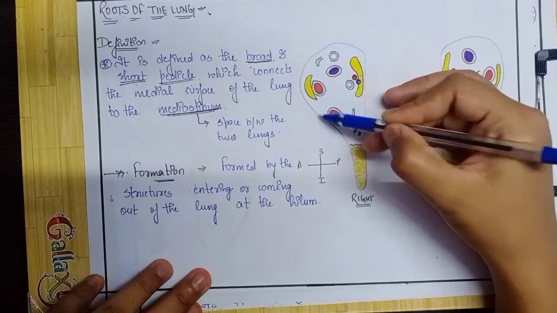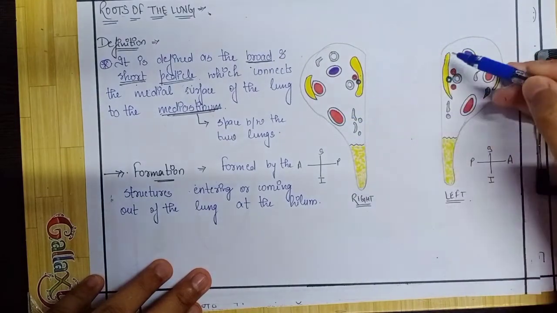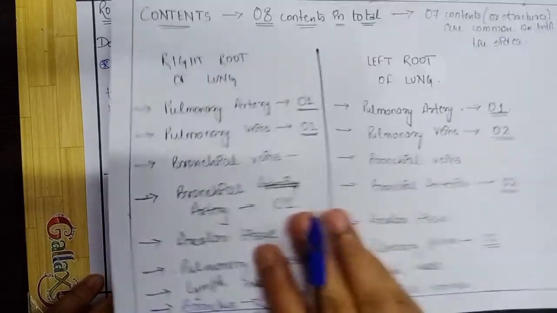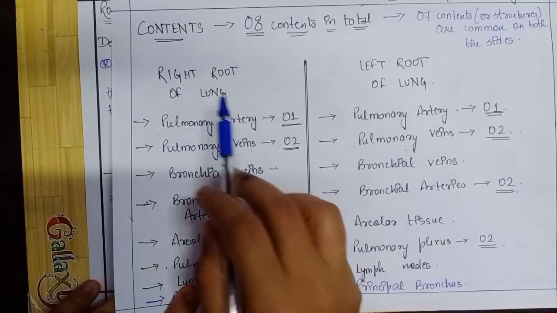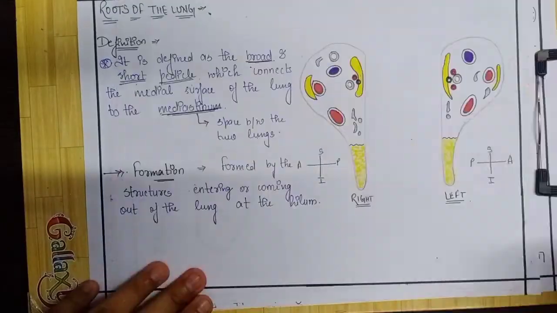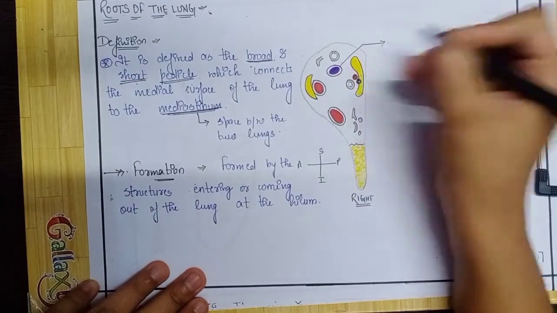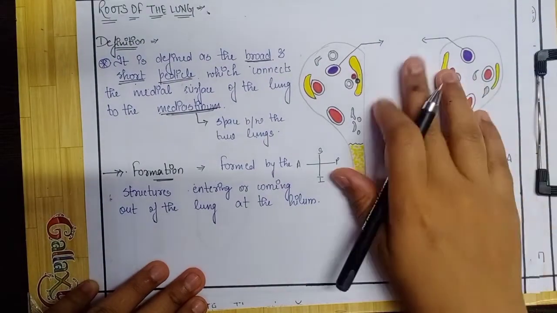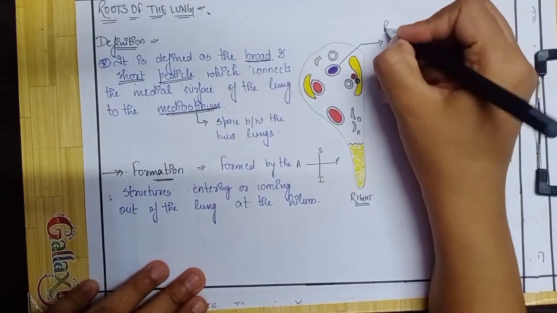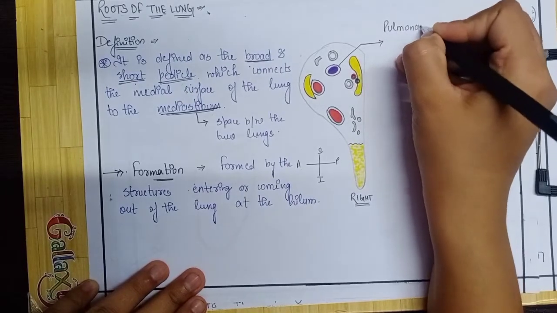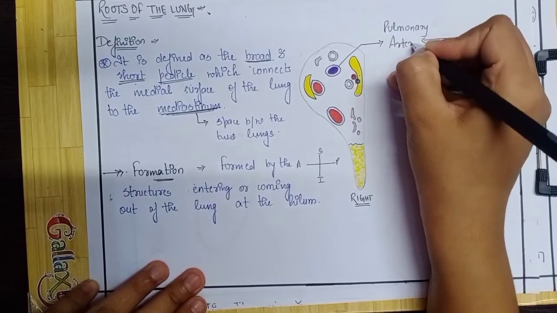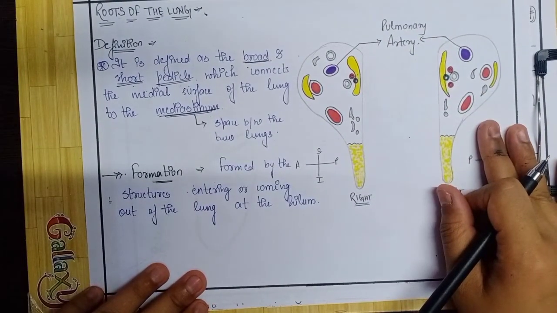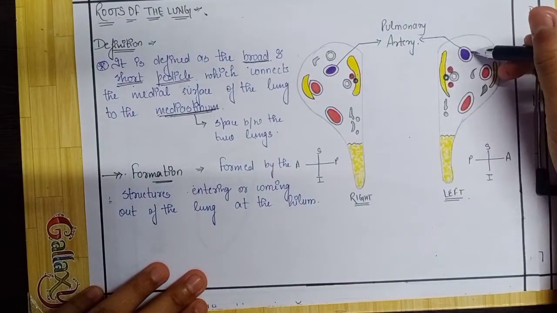First of all, you have to make this pedicle shape of structure for both sides, right side and left side. The first thing that I told you to mark is the pulmonary artery, which is common on both the right root and the left root. So we have the pulmonary artery over here. I am marking it commonly. Again repeating, it is in blue color because in case of lungs, the pulmonary artery carries the deoxygenated blood. So this is the first structure that we will make.